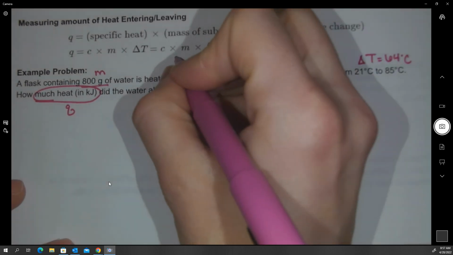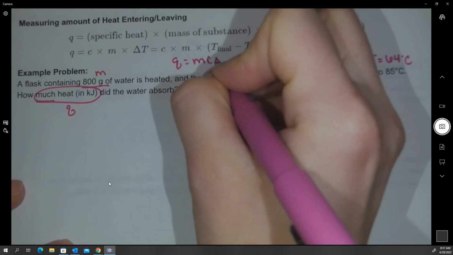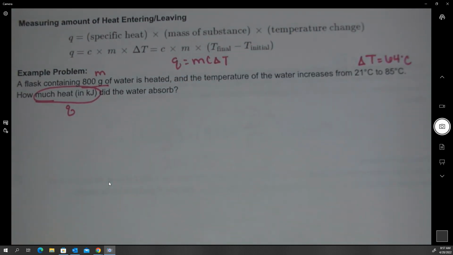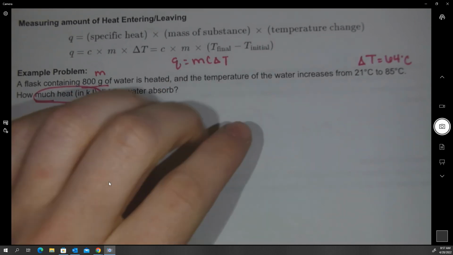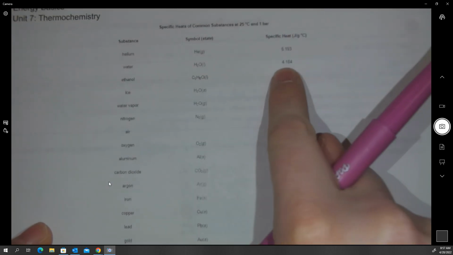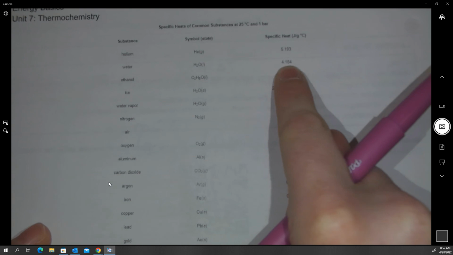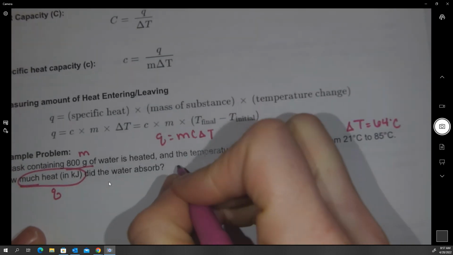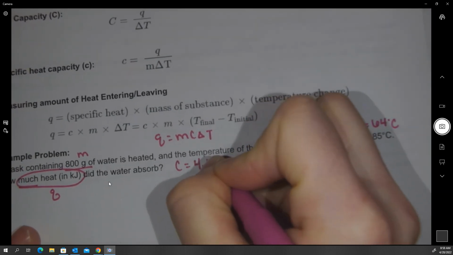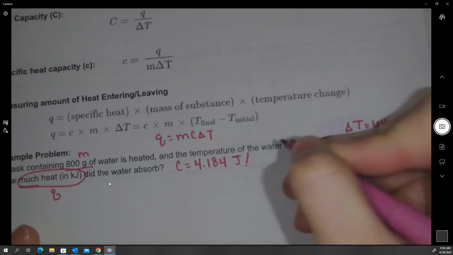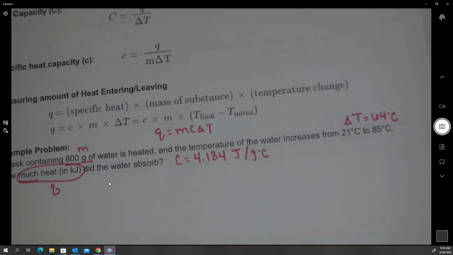Looking at our equation, which is Q equals MC delta T, what are we missing that we don't have written on this sheet already? C. If you flip your page over, you will find your C in this chart. So we're working with liquid water. We're going to find liquid water, and the C is 4.184 joules per gram degree Celsius. Do we all see that? So our specific heat for water, C, is 4.184 joules per gram degree Celsius.